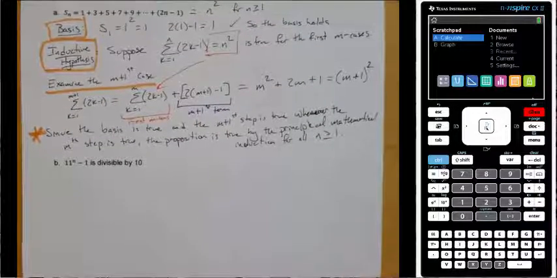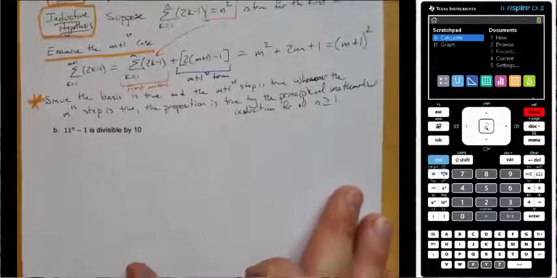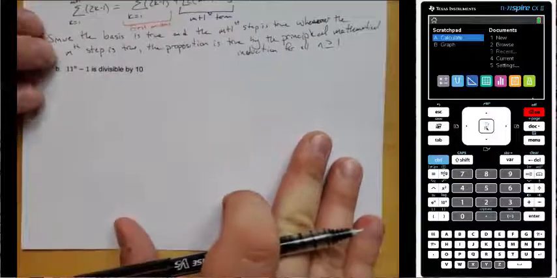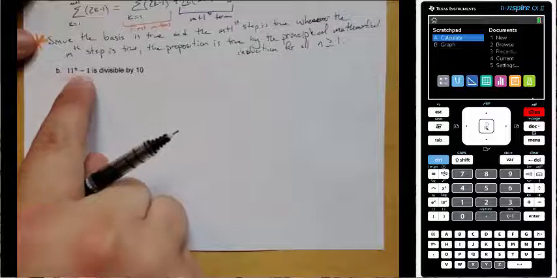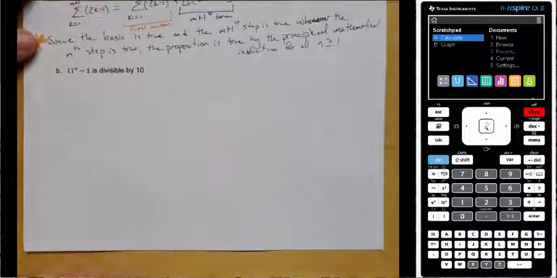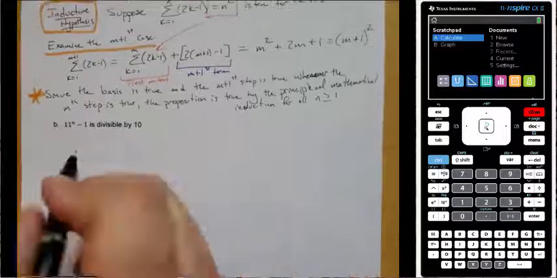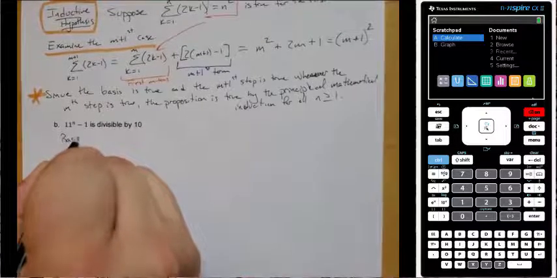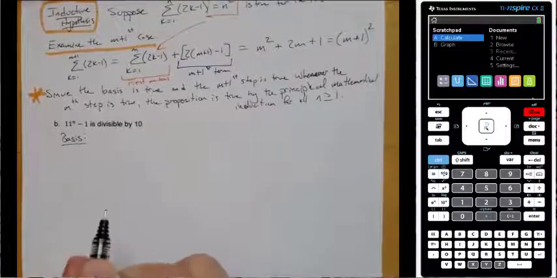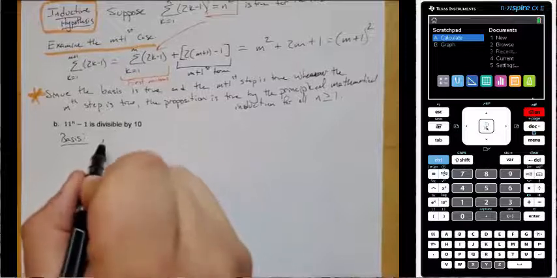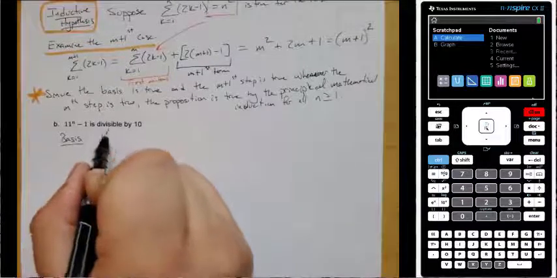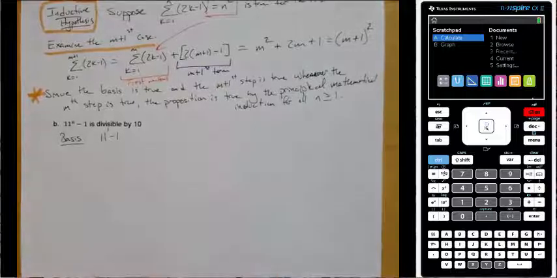A pretty common proof by induction that we're going to see is divisibility proofs. If you recall from our conjectures, we conjectured that 11 to the n minus 1 is divisible by 10. I'd like to show you how to use induction to prove this. Just as we did in the first example, we're going to start with a basis. And the basis in this case is that 11 to the 1 minus 1 is divisible by 10.